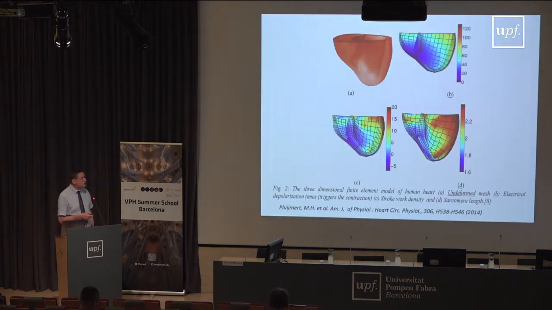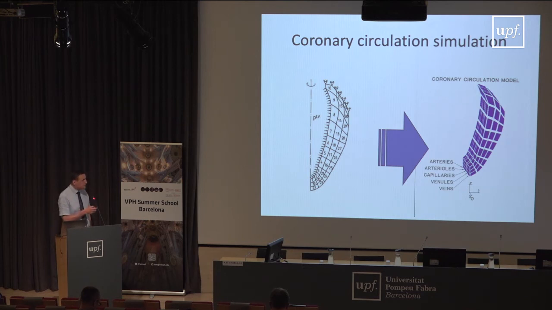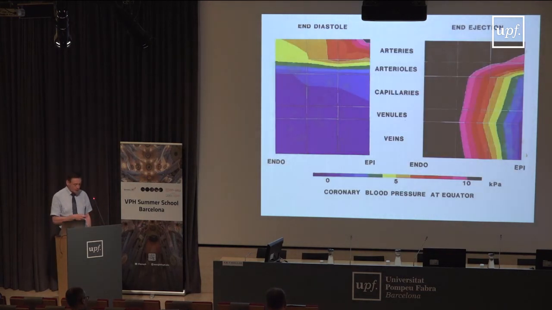Now, what we can do is, Eindhoven has a very advanced model to simulate in 3D contraction of the heart coupled to electrophysiology. And we take that model, and we have also an axisymmetric model of a heart, left ventricle. And we add to it a coronary circulation model in which we distinguish between arteries, arterioles, capillaries, venules, and veins. And we simulate blood pressure, blood flow during contraction. This is during end diastole and ejection.